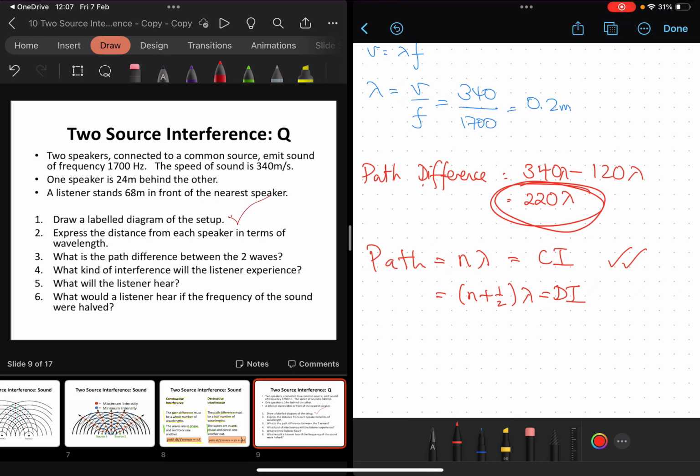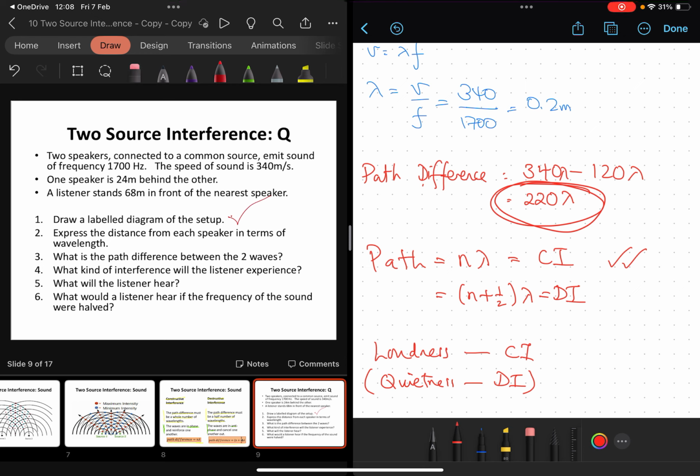Question 5, what will the listener hear? Now you might think, well, that's exactly the same question, but it's not quite. Constructive interference is the physics behind what's happening. But actually, what will you hear? You will hear loudness, because that's what constructive interference relates to. Okay, if it had been destructive, it would have been quietness.